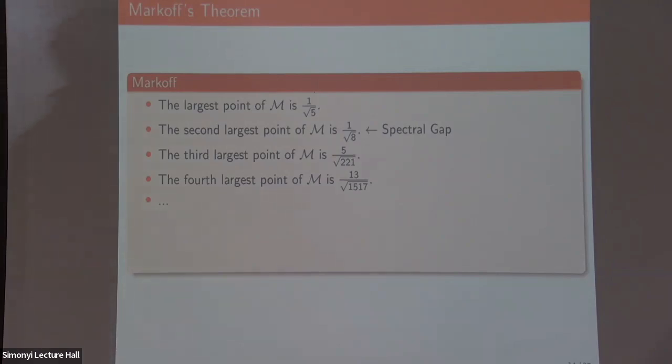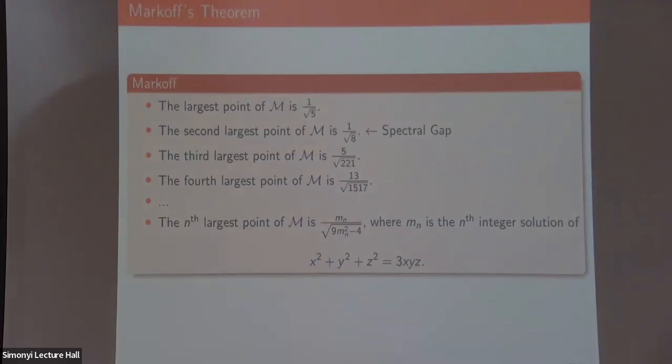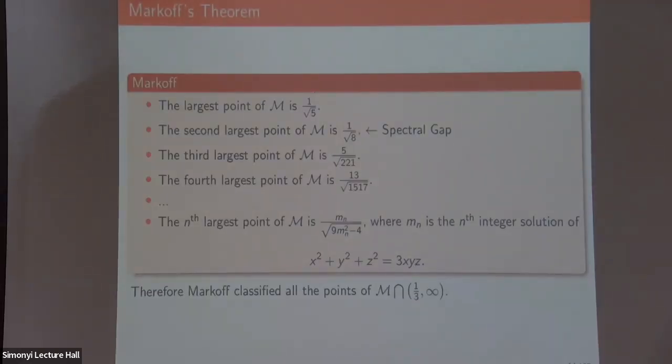If you're trying to understand where these numbers are coming from, there's the famous Markov equation: the sum of 3 squares is equal to 3xyz. If you take any triple xyz of integers solving this, and you take any of these coordinates, call it m, then m over square root of 9m squared minus 4 is a point of the Markov spectrum. And these are exactly the points of the Markov spectrum above 1/3. And this is exactly what Markov did. So he classifies all the points of the Markov spectrum that are larger than 1/3.